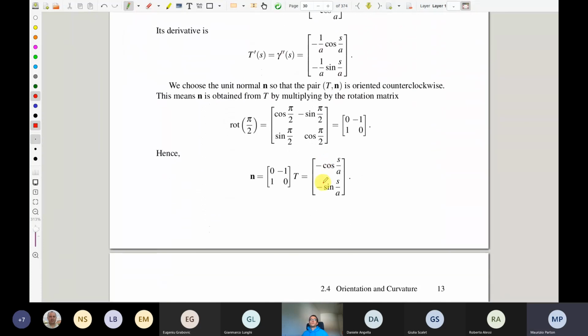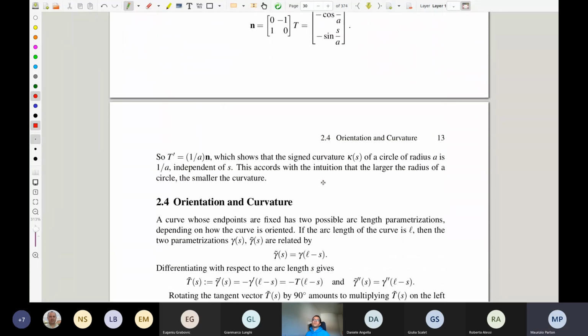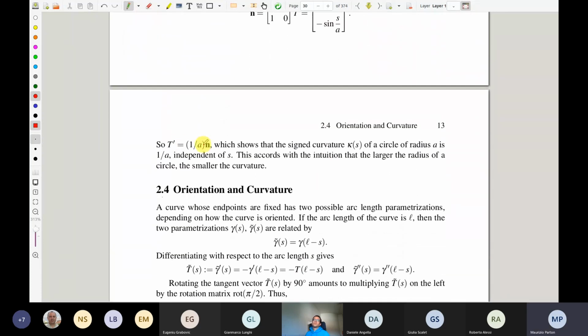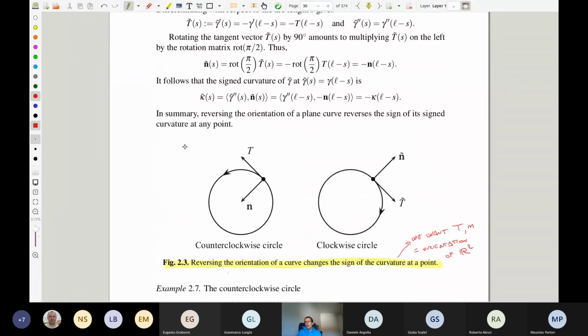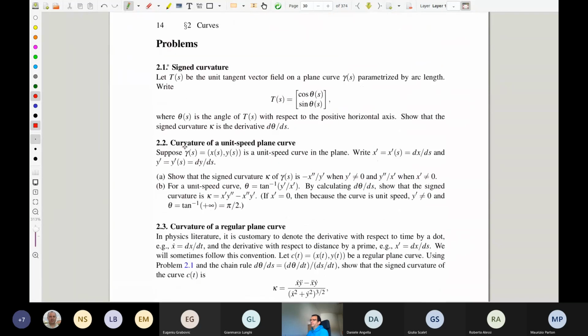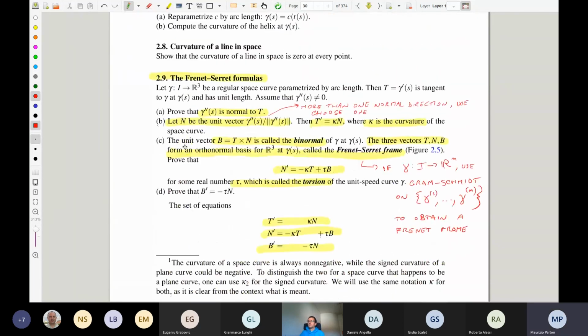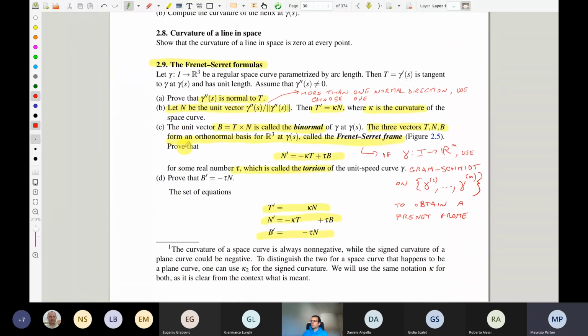Anyway, if you do this kind of computation on the circle, you obtain what you would expect: that the curvature of a circle is just the inverse of the radius. And before the next chapter, just to put all of this in something that you probably already know.